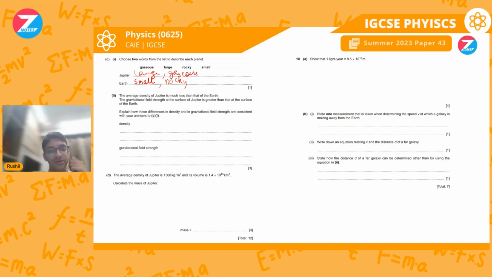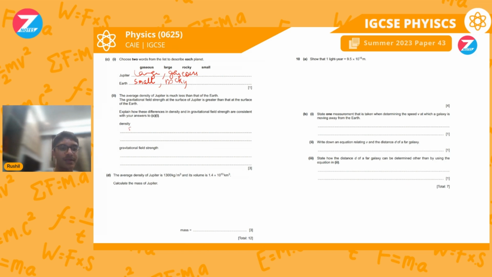Now, the next part says that the average density of Jupiter is much less than that of the Earth. The gravitational field strength at the surface of Jupiter is greater than that at the surface of the Earth. Explain how these differences in density and gravitational field strength are consistent with your answers to C part 1. So, density, as we mentioned in part 1, Jupiter is a gaseous planet and Earth is a rocky planet. So Earth is solid, Jupiter is gaseous.